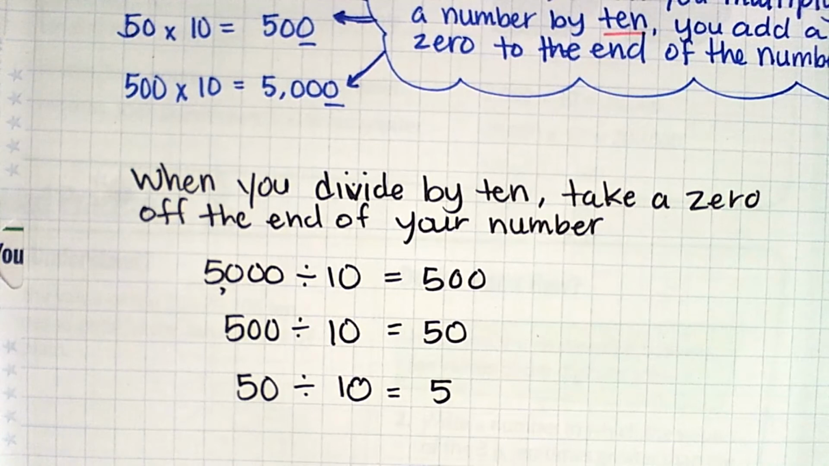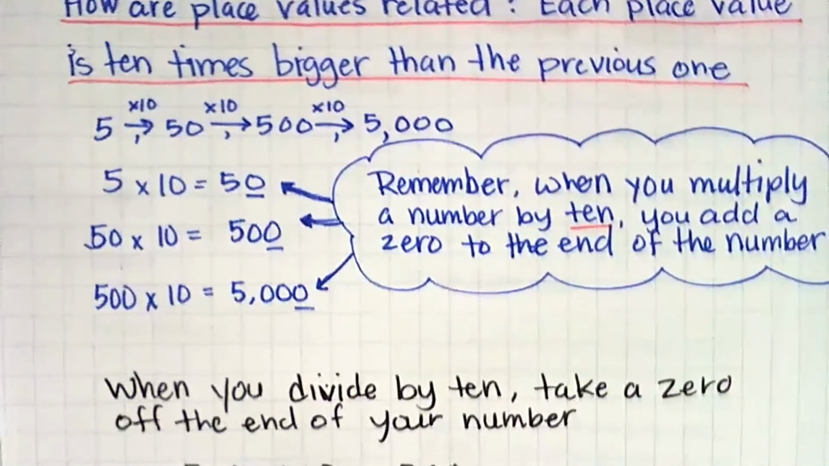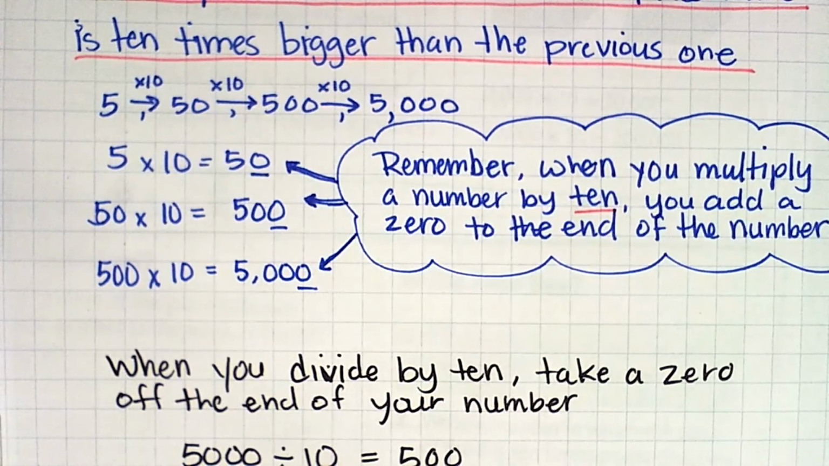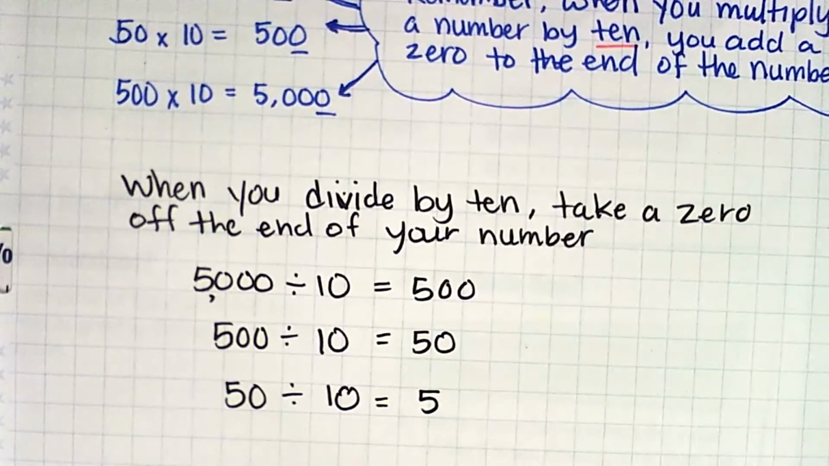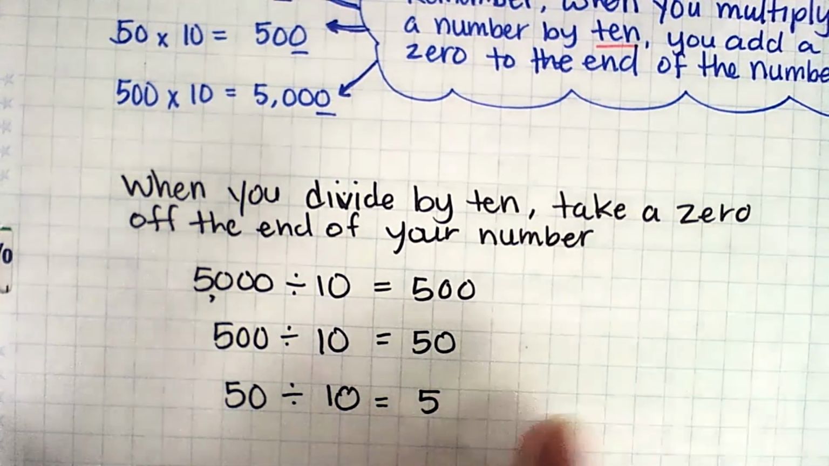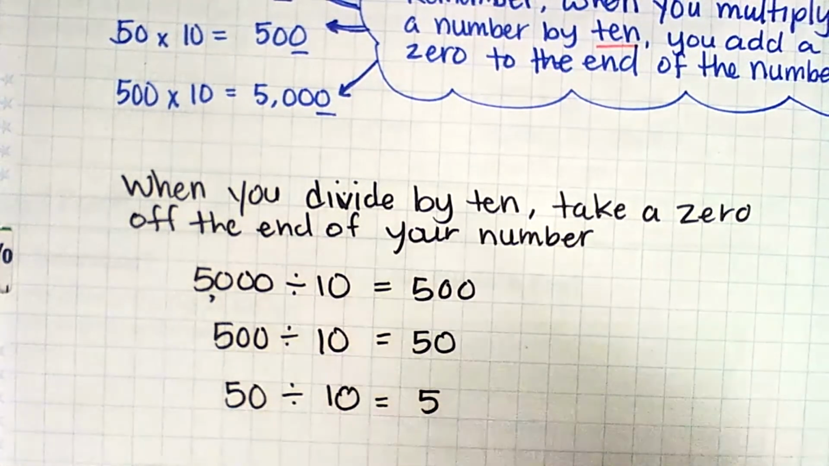If they're asking you for 10 times as many, obviously with 10 times you're multiplying. Anytime you multiply by 10, you add a 0. When you're dividing by 10, you bump a 0 off, or you're reducing it by 1 place value.